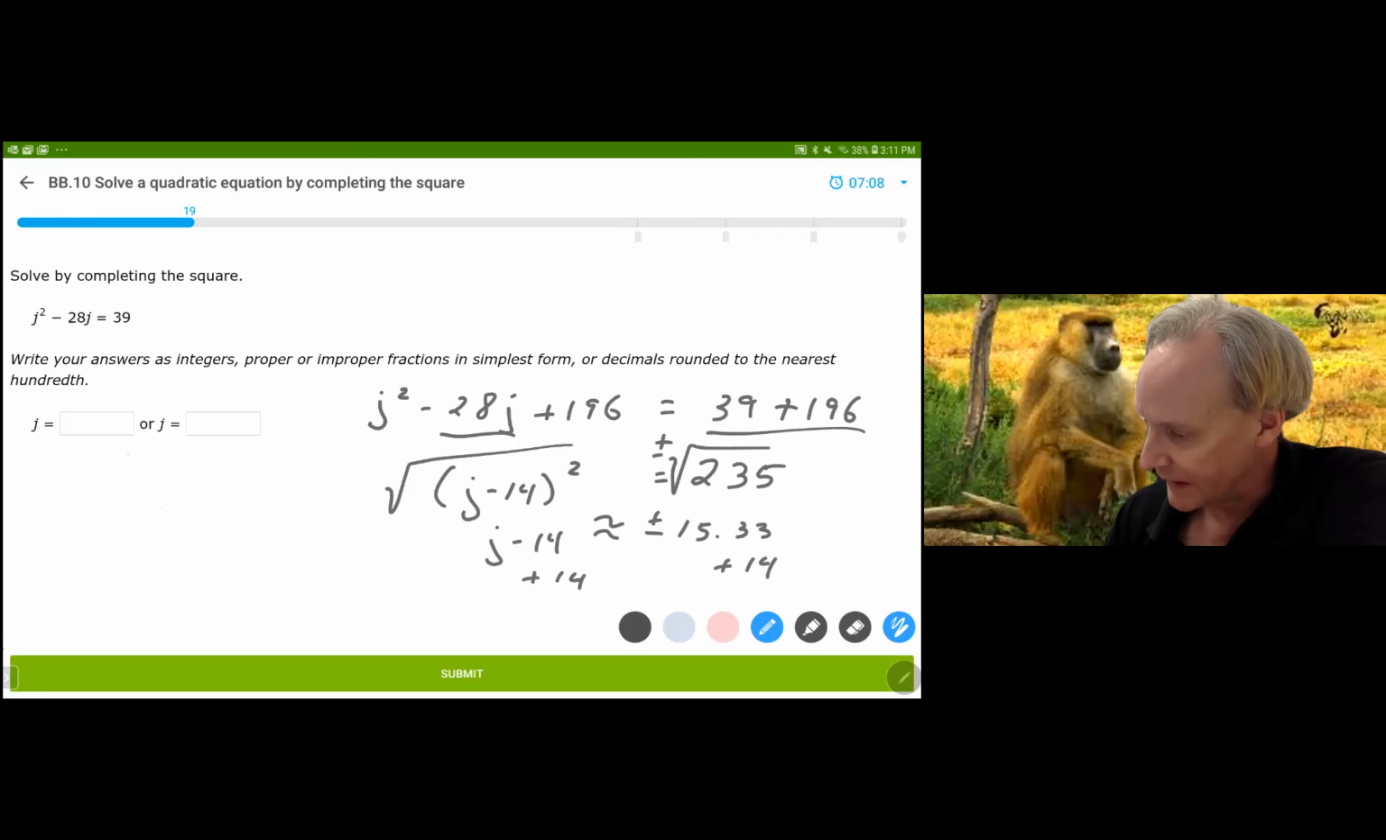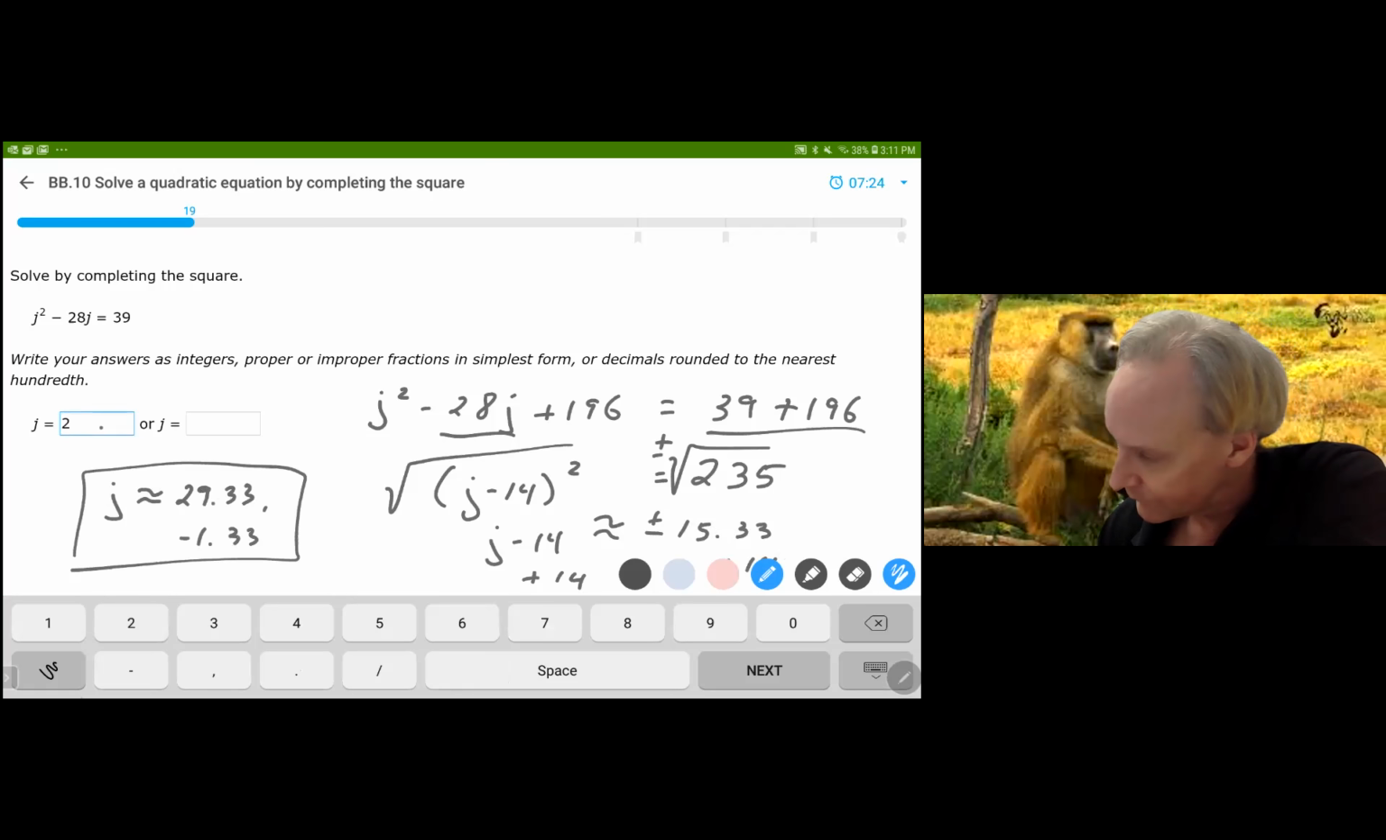And j is going to be approximately equal to 29.33. That's when I add those. And when I add the negative, I get negative 1.33. So there's my approximations.